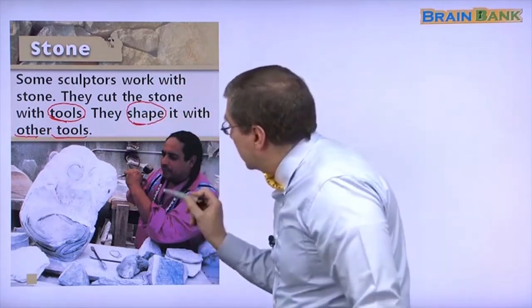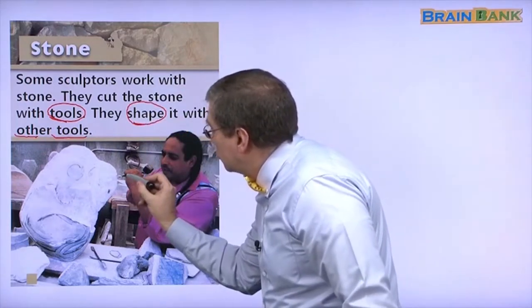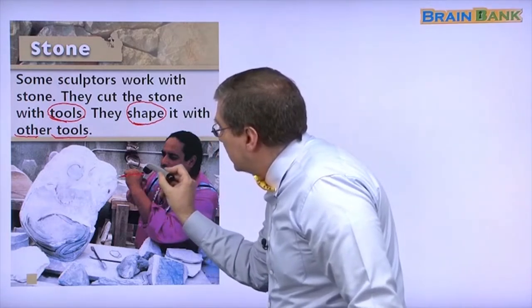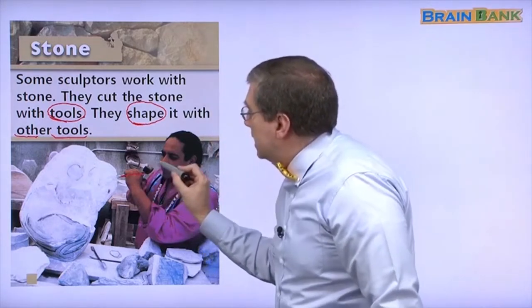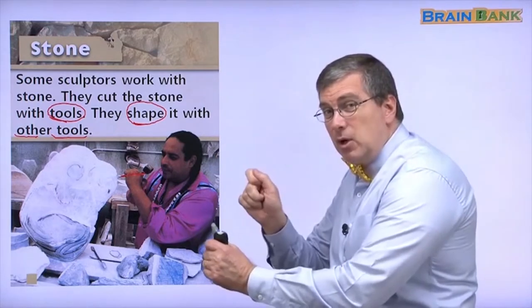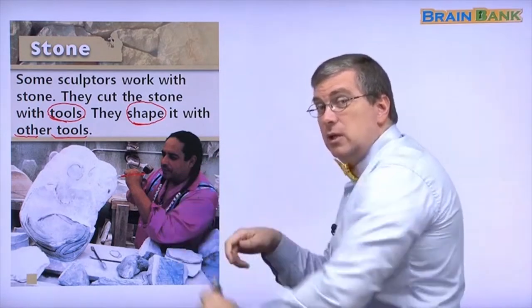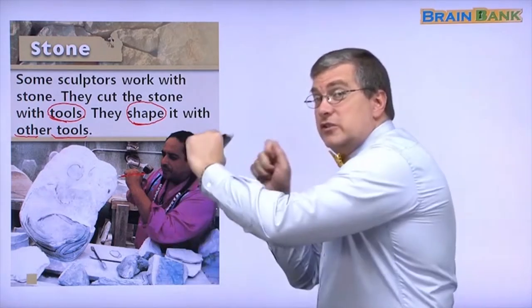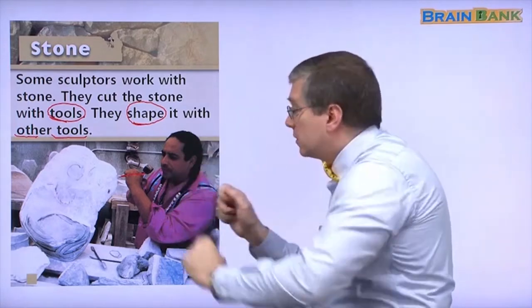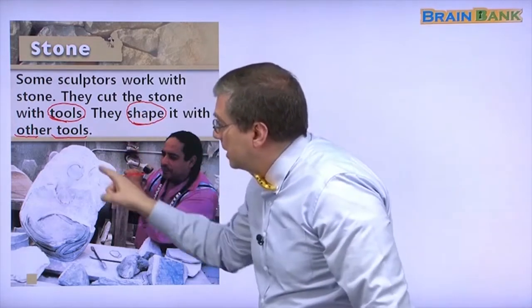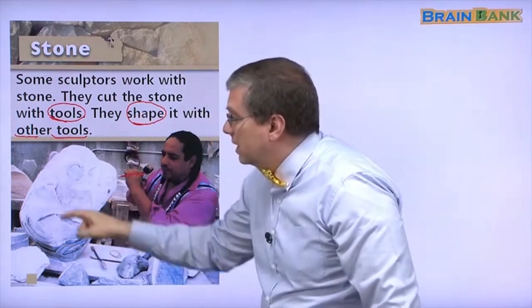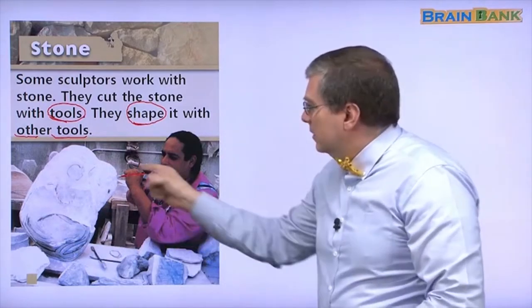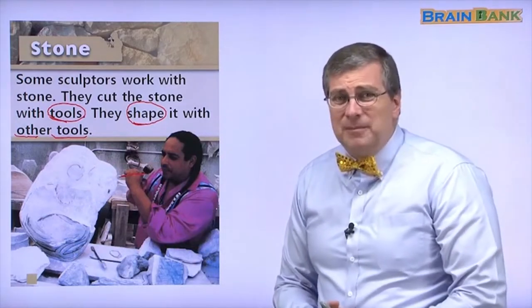So what is he doing? He has a stone chisel and he's using a hammer here. So he's using a stone hammer and a stone chisel, 전에 봤어요, stone hammer, stone chisel, to shape this stone into something. Do we know what he's making?